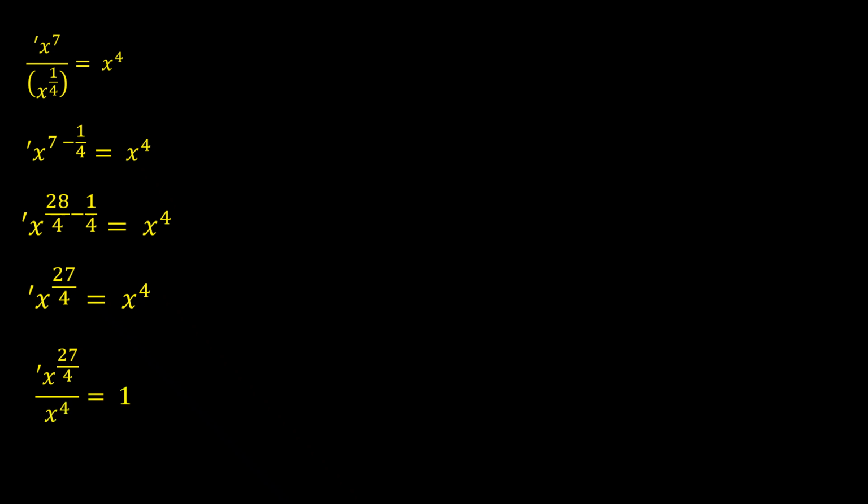Now divide both sides of the equation by x to the power of 4. This isolates 1 on the right side. Apply the quotient rule of exponents once more. This means subtracting exponents when dividing with the same base.